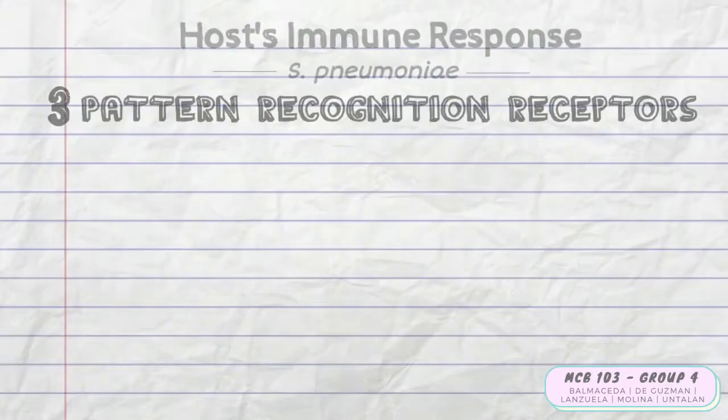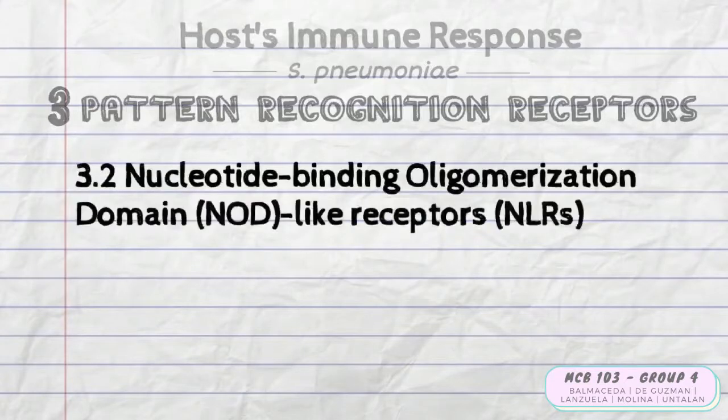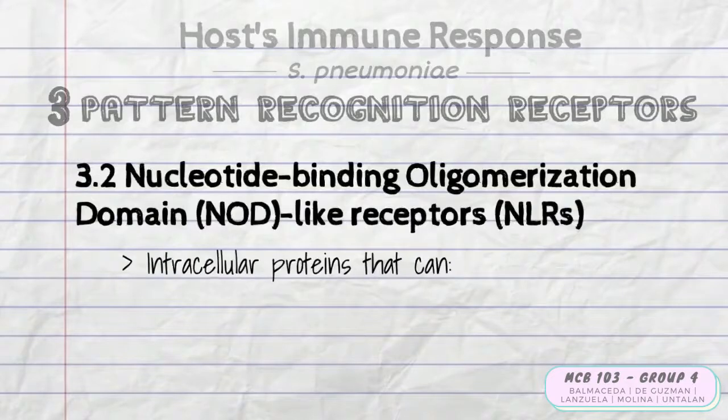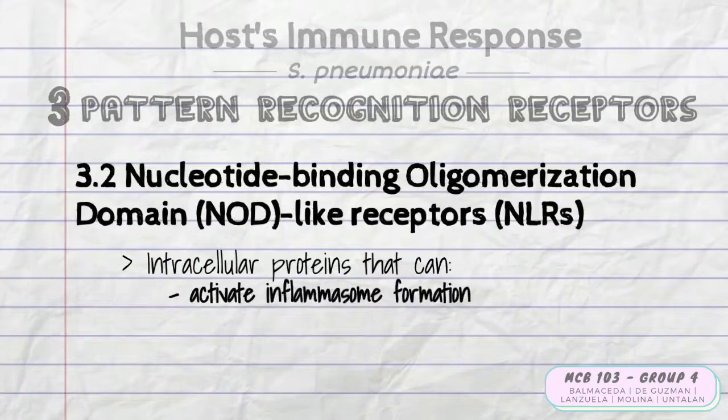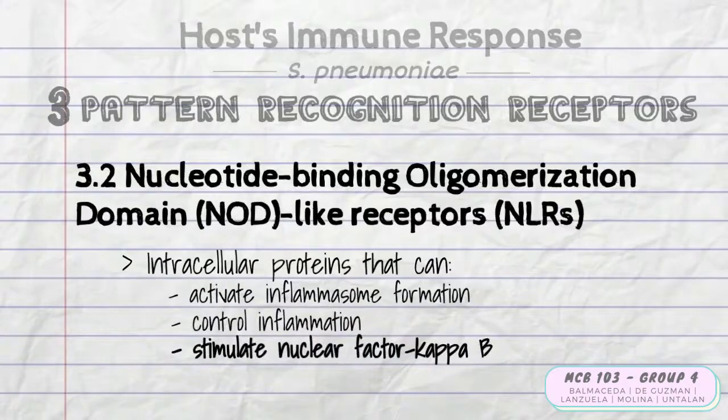Second, nucleotide-binding oligomerization domain, or NOD-like receptors, or NLRs, which are intracellular proteins that can activate inflammasome formation, control inflammation, and stimulate nuclear factor kappa B.